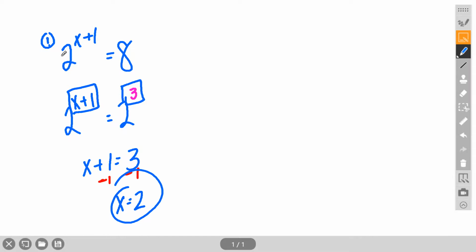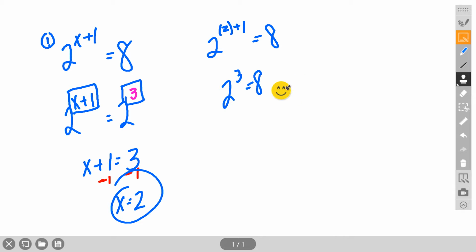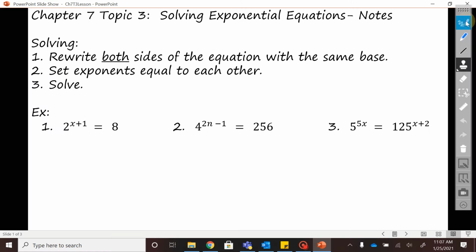And that makes sense, because 2 to the 2 plus 1 equals 8, 2 to the third equals 8. So we can plug this in and check to make sure that it works. 2 to the 3 equals 8, and that is correct. So our answer here, x is equal to 2.